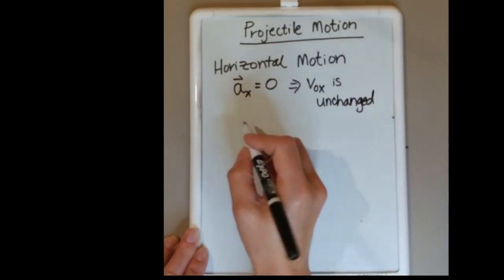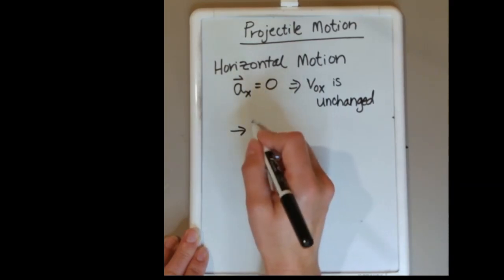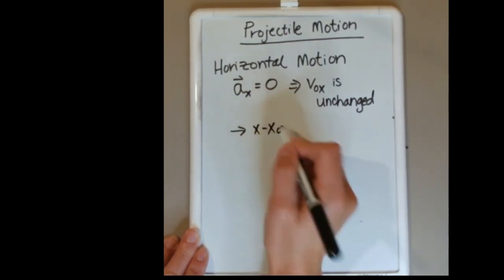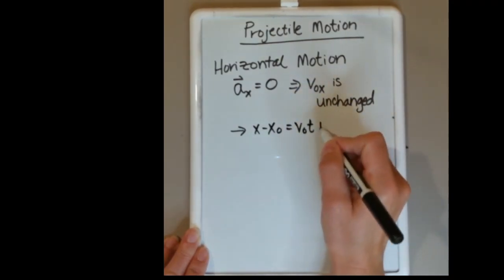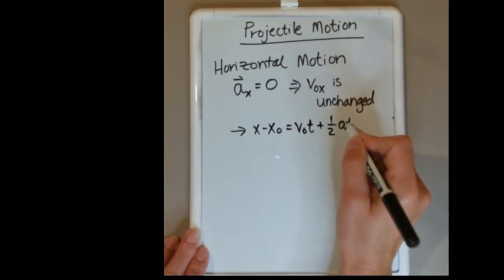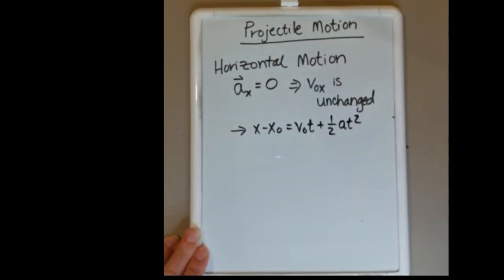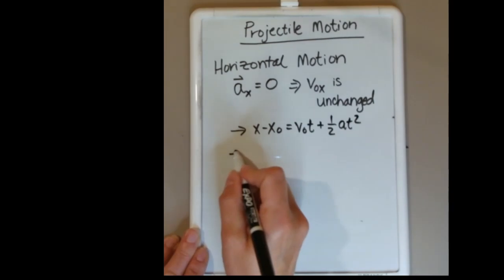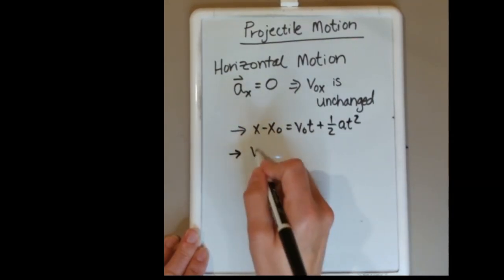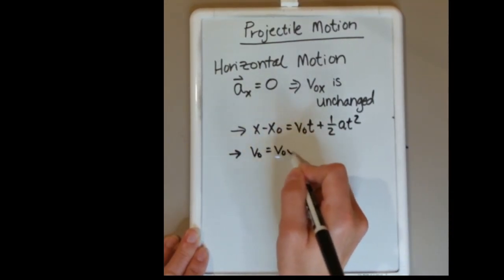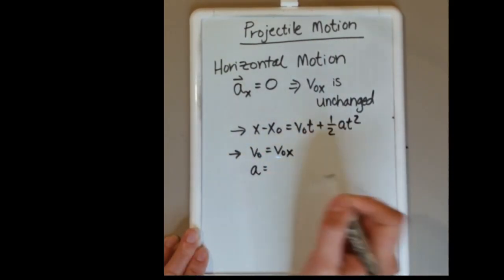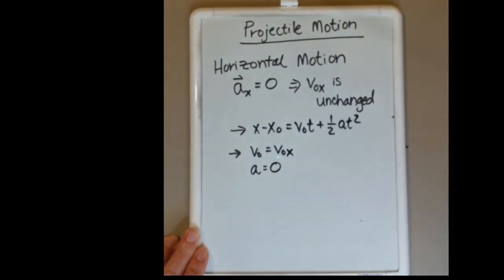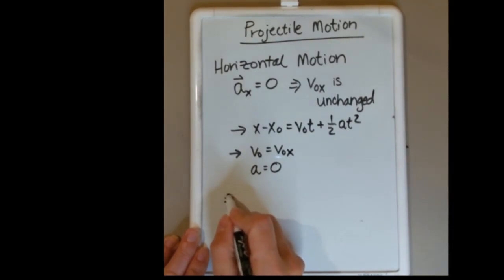And if you recall from last time, we had our displacement equation, x minus x naught equals v naught t plus 1/2 at squared. So in this case, we're going to substitute our v naught with v naught x, since we're only talking about horizontal motion. And acceleration in this equation is going to be 0. There's no acceleration. We're not changing speed.